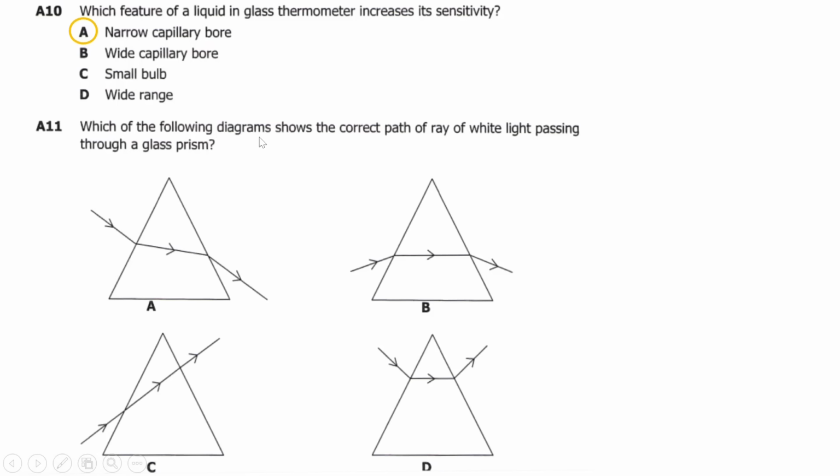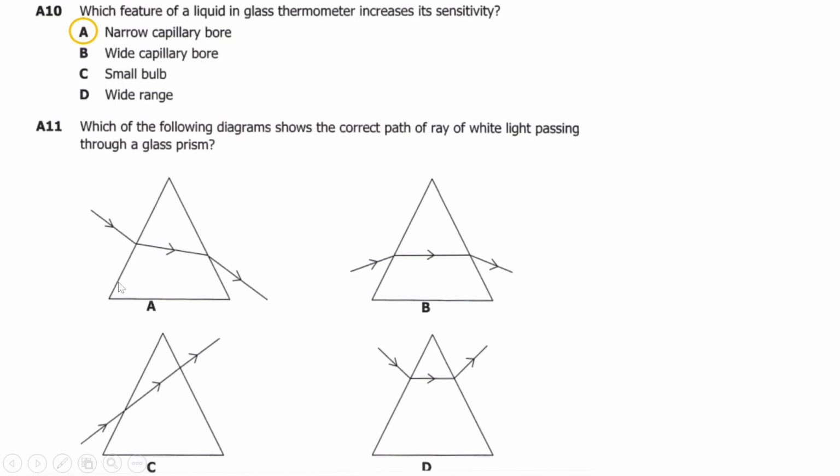Which of the following diagrams shows the correct path of a ray of white light passing through a glass prism? Okay, so they want us to see from these diagrams A, B, C, D, the one which shows the correct path of a ray of white light passing through a glass prism. Now, you must be able to apply the laws of refraction here. Refraction, when light passes from a more dense medium to a less dense medium, or when light passes from a less dense medium to a more dense medium.